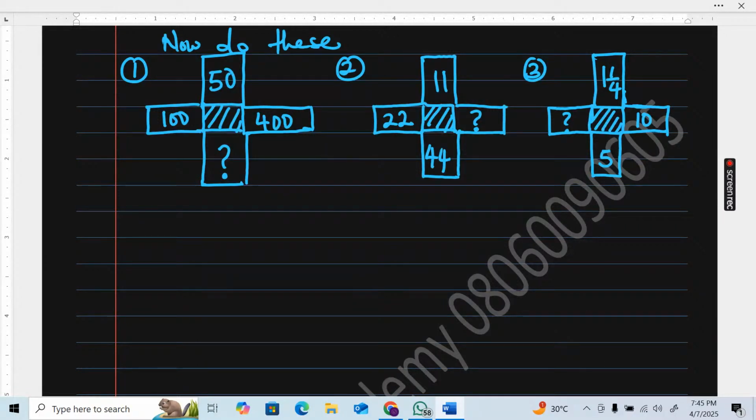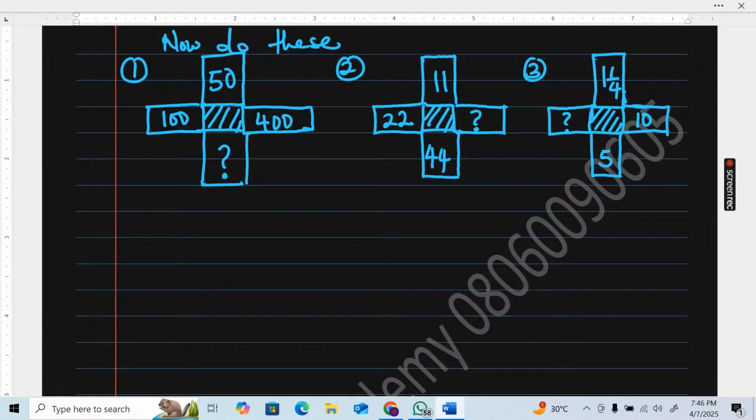The answer to number 1. Yeah, someone has told us the answer. For us to get the number above and the number on the left, you have to divide by 4. But if you want to get the number below, and the number on your right, you have to multiply by 4.